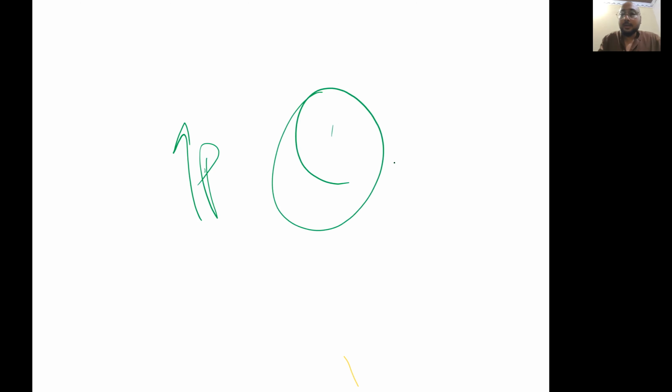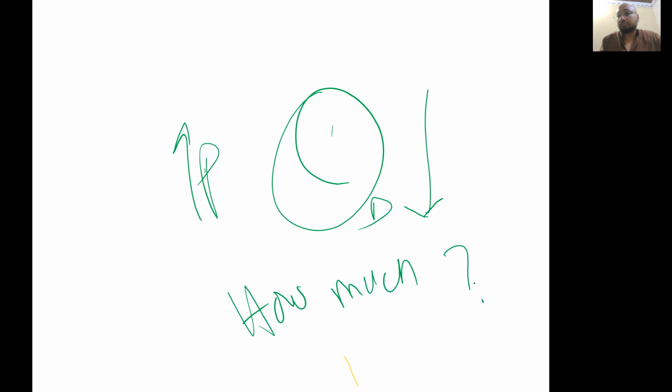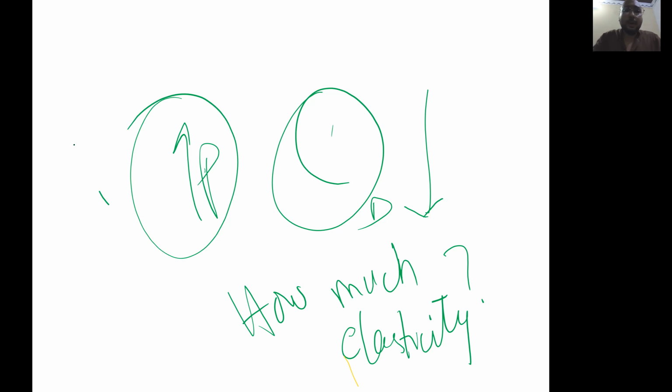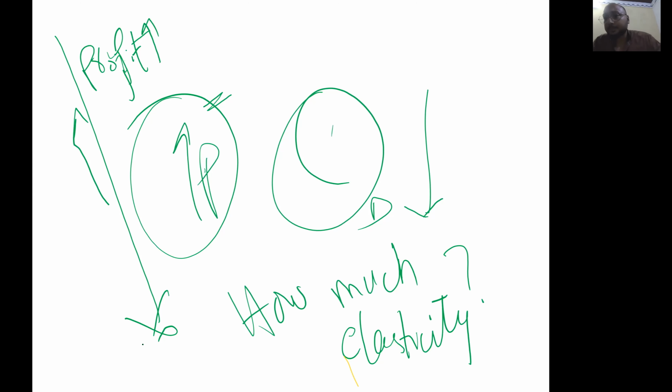Simple. If you increase the price, the law of demand says quantity demanded decreases. But how much? We don't know. Don't you want to know that? What if I want to increase the price to earn more, to increase my profit? By increasing the price, my profit will increase or drop extensively.